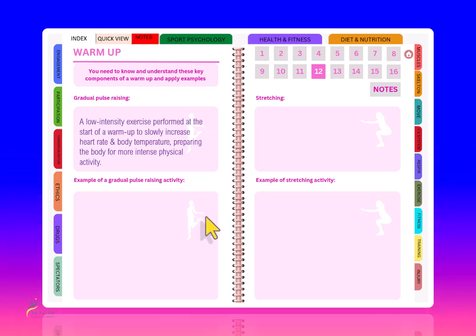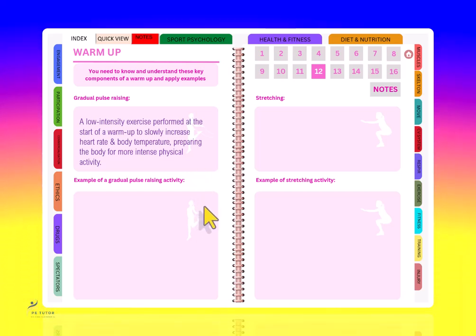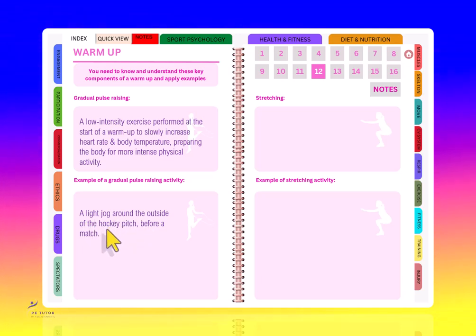So an example you can see, I've got somebody skipping, but you could use any example you want. It could be a light jog around the outside of the hockey pitch before a hockey match, for example. And as I go through with these examples, I'm sticking with the theme of preparing or doing a warm-up for hockey. So let's move on to the next one, which is stretching.